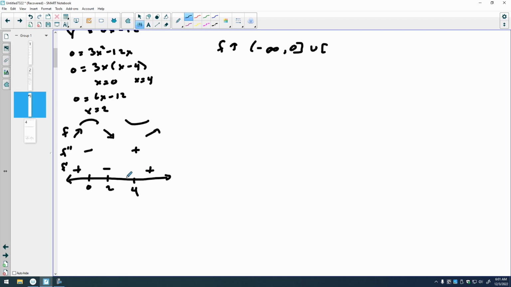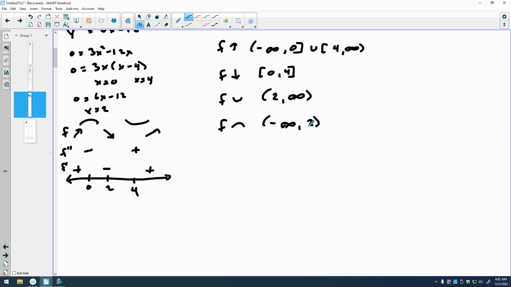And then we're going from 4 to infinity. Parentheses on the right. Okay, where's f decreasing? In between 0 and 4. Where's f concave up? Concave up to the right of 2. So we're going from 2 to infinity. And where it's concave down is to the left of 2. So from negative infinity to 2.